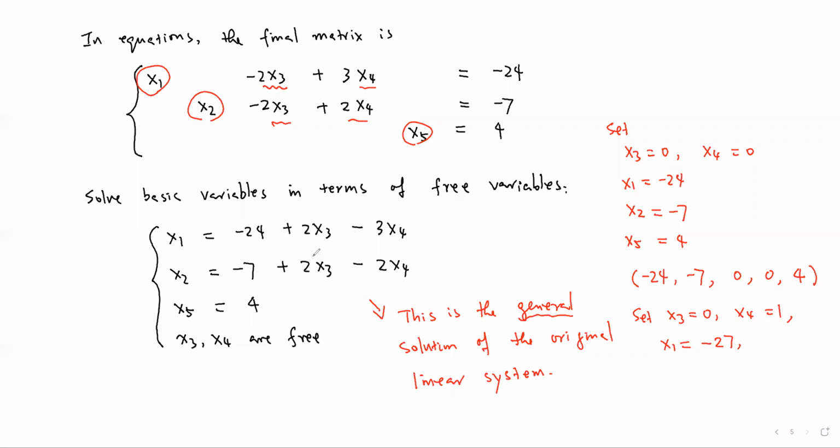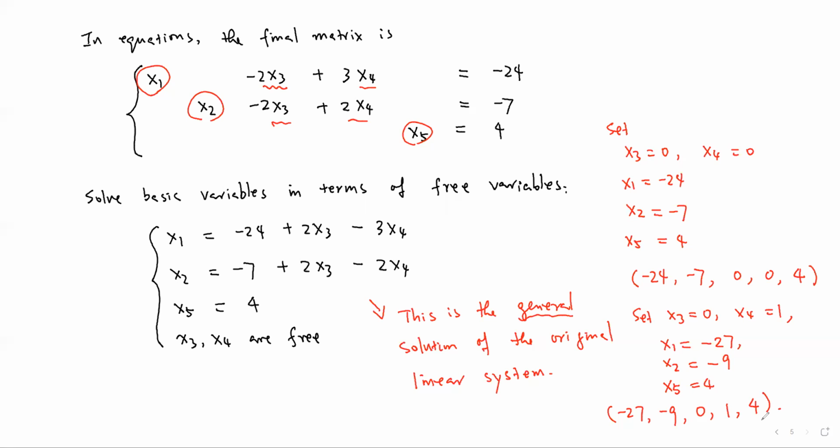Plug in 0 and 1 into the second equation, then x2 is -9. x5 is always 4. Now I have a second solution to the original linear system: x1 is -27, x2 is -9, x3 is 0, x4 is 1, x5 is 4. Second solution.